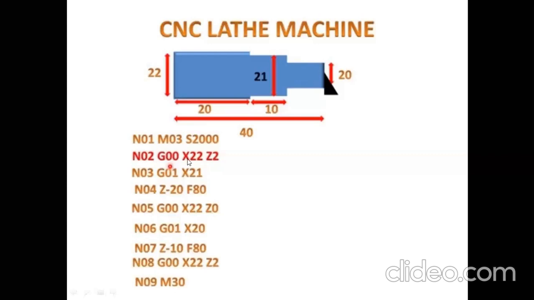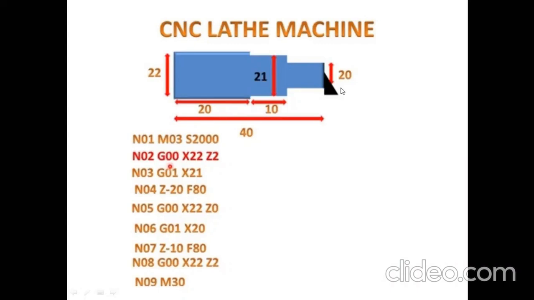Now next parameter X and Z. As we studied in the last session, X and Z axis are the coordinates of your part. Z is represented longitudinally. From this point, when we are going to the right hand side, Z is positive, and when we are going to the left hand side, Z is negative. And when we are moving in upward direction, X is positive, and downward direction X is negative.